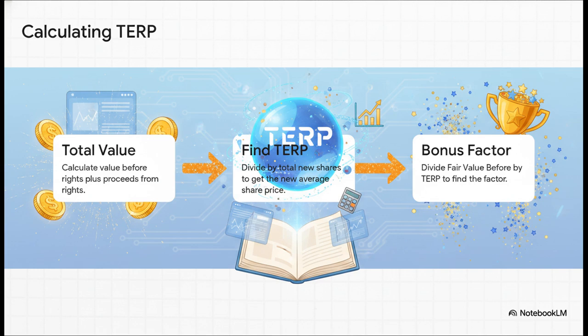You just calculate the total value before the rights, add the proceeds from the rights, and divide the whole thing by the total new number of shares. Once you have TERP, finding the right issue bonus factor is a total breeze. You just divide the fair value of the shares before the right issue by the TERP. Then you apply that factor to your historical shares exactly like we did with a standard bonus issue.